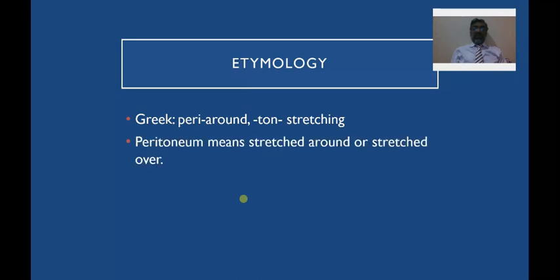My first question is, what is the origin of peritoneum? Can anybody tell me what is its origin? You are right that it is Greek in origin. Peritoneum is a combination of two words, peri and tone. Peri means around, tone means stretching. So peritoneum means stretched around or stretched over all around.